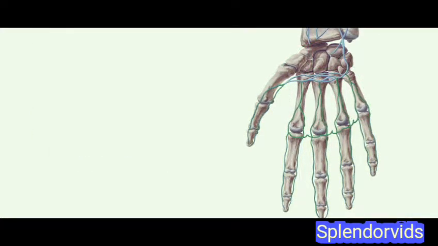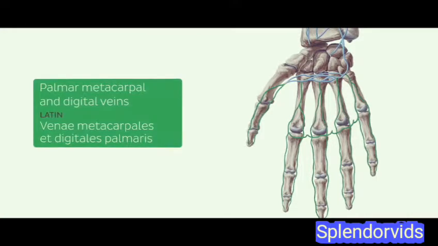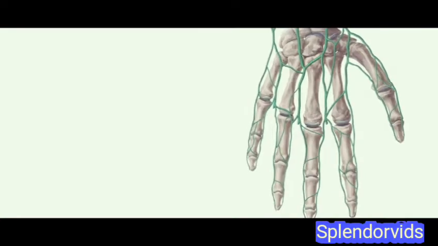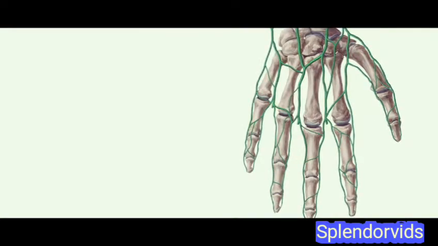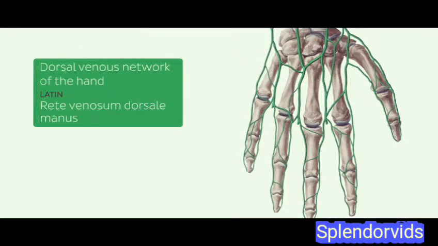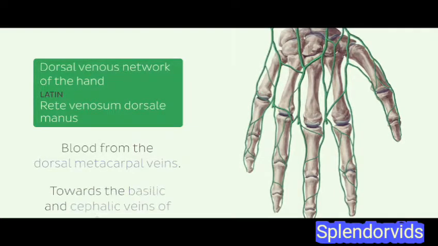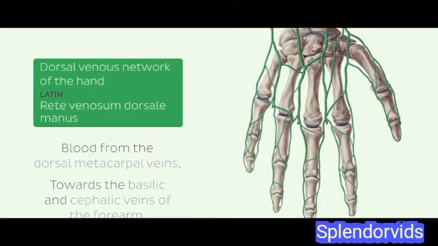Now we're going to look at these that you see highlighted in green. We just cleared up a few of the arches to now highlight the palmar metacarpal and digital veins. The palmar metacarpal and digital veins are positioned close to their corresponding arteries and drain into the palmar venous arches. Now we're turning the hand again to the back of the hand. We're looking at it from a dorsal view to show you the dorsal venous network of the hand. This network gets blood from the dorsal metacarpal veins and then takes it towards the basilic and cephalic veins of the forearm.